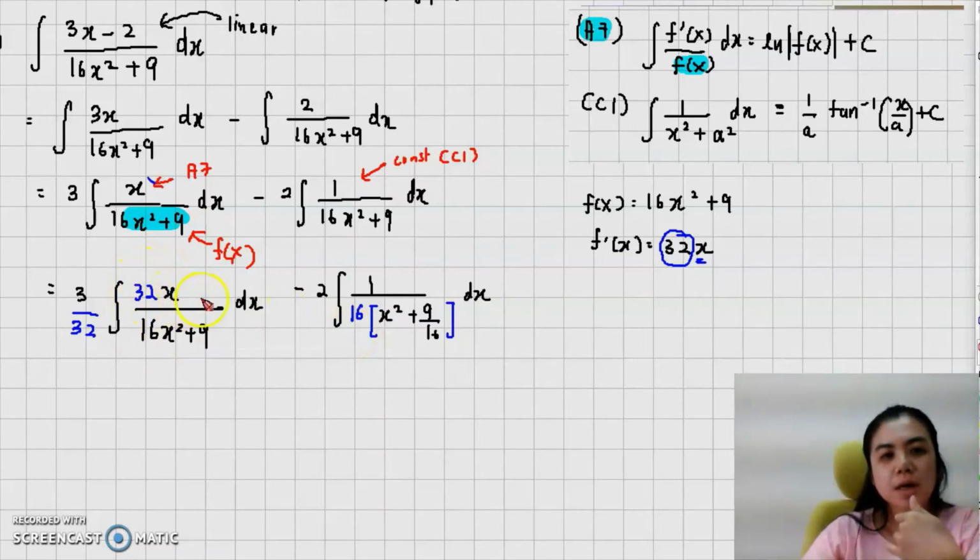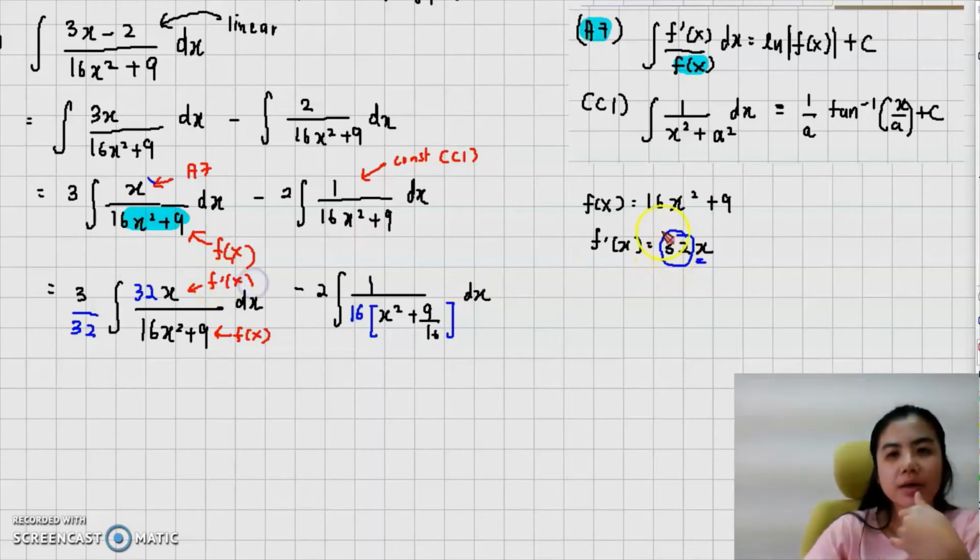The first part in here, this is your function f, and this is your f prime. So basically, you are already in the form of a7, which is you have the f prime at the top and the f at the bottom. According to the formula of a7, this is supposed to give you a ln f.